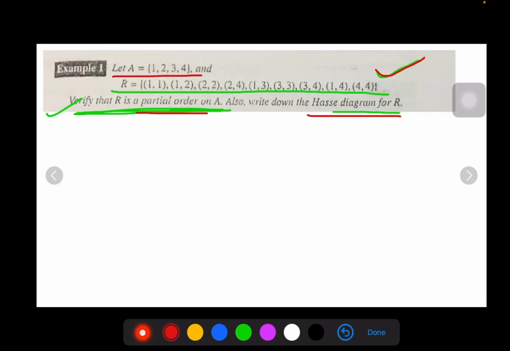Now I will just write how to write the Hasse diagram. Start with the first element 1. From 1 to 1 there is a relation, but you need not write all these self loops in the diagram, as per the rules of the Hasse diagram. Don't write that. So just a dot here, and the vertex name is 1. Next there is a 1 to 2 relation. Yes, I will write that relation 1 to 2.